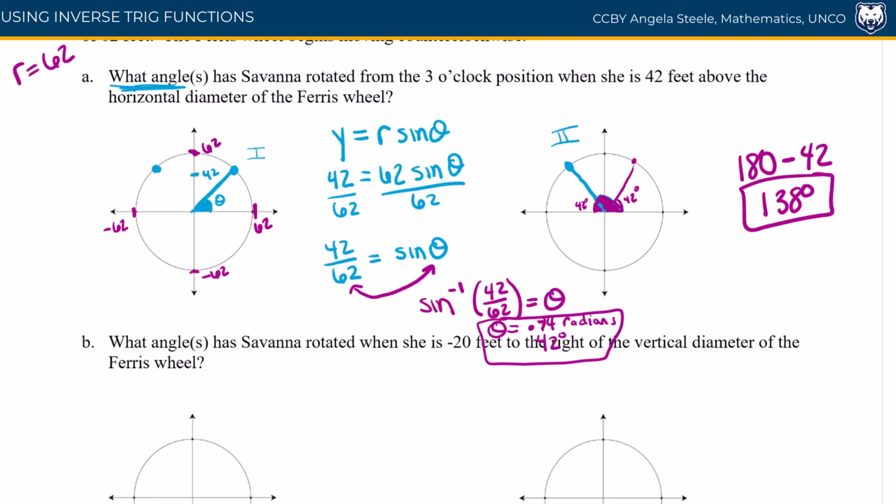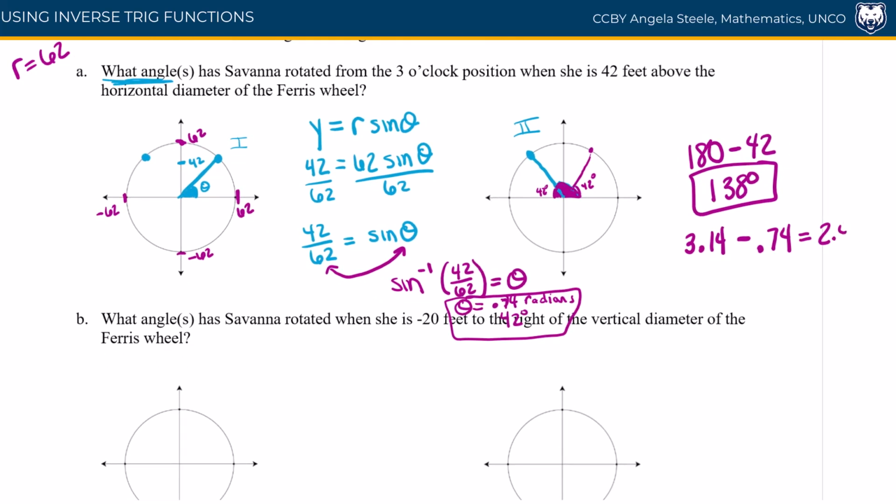If you wanted to think about it in terms of radians, we could do that as well. In radians, we would have 3.14, which is halfway around the circle, minus the 0.74 that we found from the first point, which equals 2.4 radians. So when Savannah is 42 feet above the horizontal diameter in quadrant 2, that angle is going to be 138 degrees or 2.4 radians.